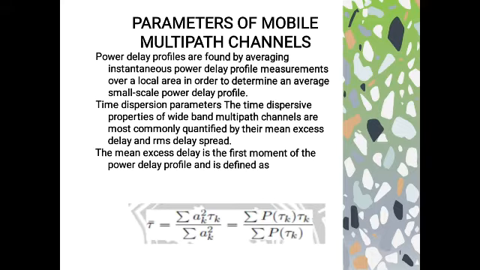Time dispersion parameters. The time dispersive properties of wideband multipath channels are most commonly quantified by their mean excess delay and RMS delay spread. The mean excess delay is the first moment of the power delay profile and is defined as tau bar equal to sigma a_k square into t_k divided by sigma a_k square, or it can be given by sigma P(t_k) into t_k divided by sigma P(t_k).